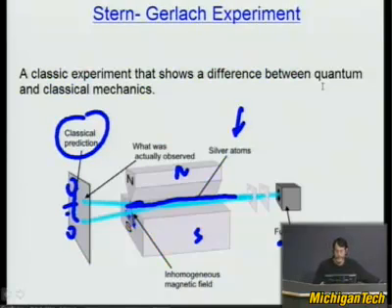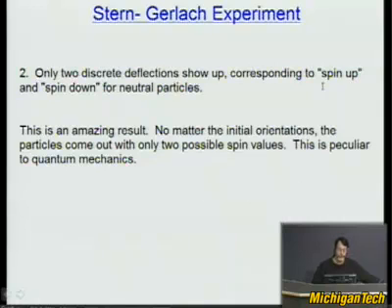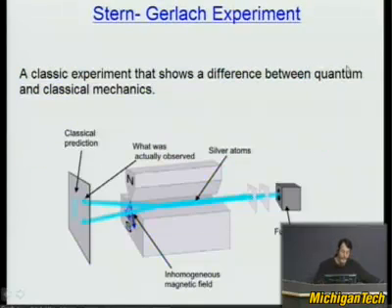What do you see? The answer is only two discrete deflections show up, corresponding to spin up and spin down. So let's go back and show you. Well, if you looked closely, you could have seen this. But since nobody reads anything these days, I assumed you just glanced over that and didn't see the answer. Or if you did, good job. So there's only two. So this is a quantum result, again, not a classical result.